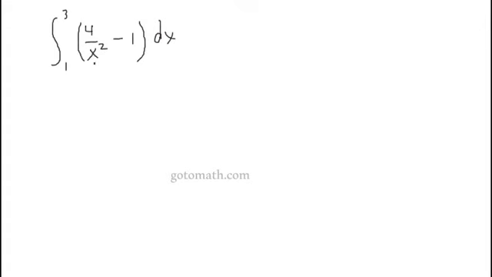Now, a lot of times we have to rewrite our integral, and so let's go ahead and do that. 1 to 3, 4x to the negative 2 minus 1.